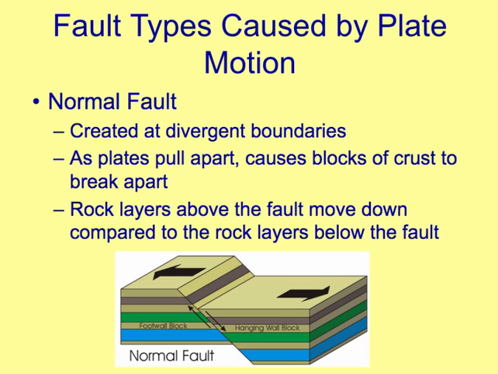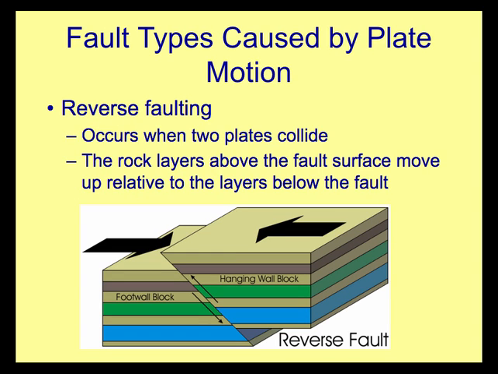Well, fault types are caused by plate motion. A normal fault is created at a divergent boundary. As plates pull apart, this causes blocks of crust to pull apart. Makes sense, as they're pulling apart, things have to kind of stretch as well. So rock layers above the fault move down compared to rock layers below the fault. The second type of fault is a reverse fault. This occurs when two plates collide, and it's pretty much just backwards to the one we just talked about. The rock layers above the fault surface move up relative to the layers below the fault surface.